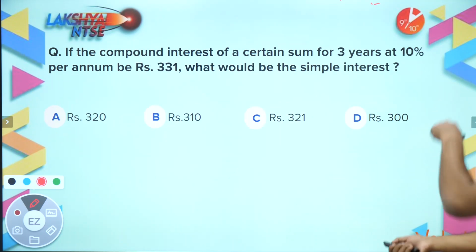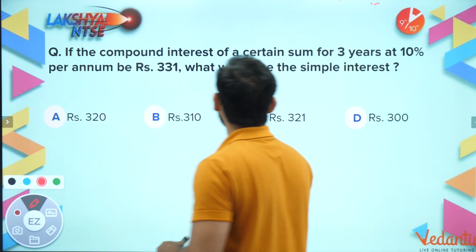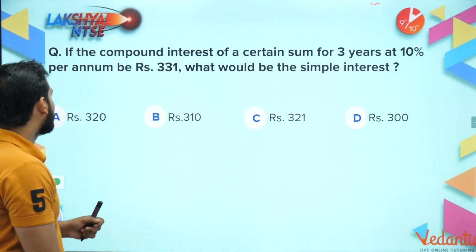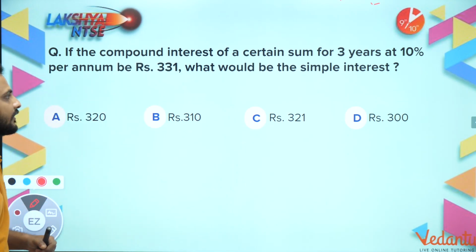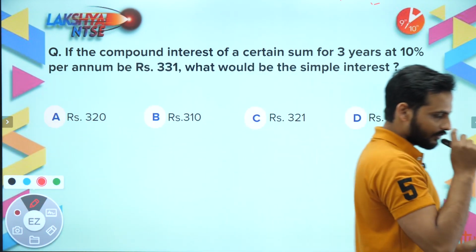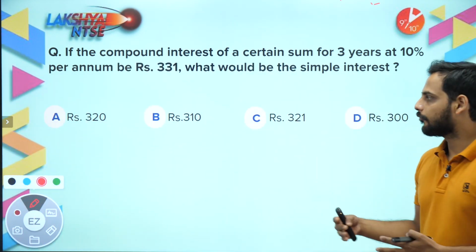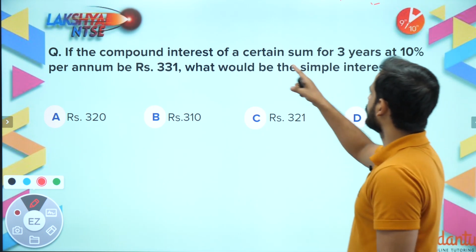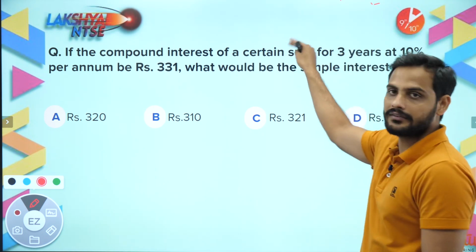The next question is: if the compound interest on a certain sum for 3 years at 10% per annum is rupees 331, what would be the simple interest? Again, a very easy question. Now what you have to do here is first find out the principal amount. The compound interest is on a certain sum, so you have to find out what P is.